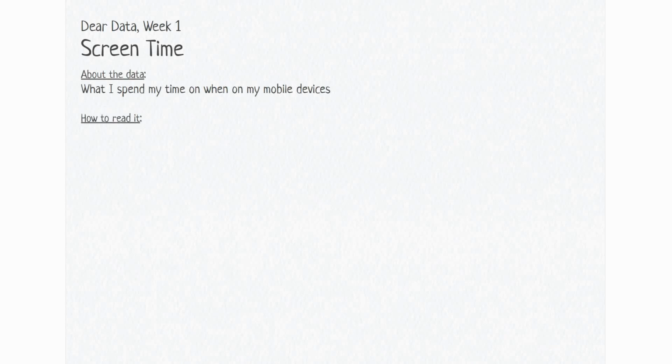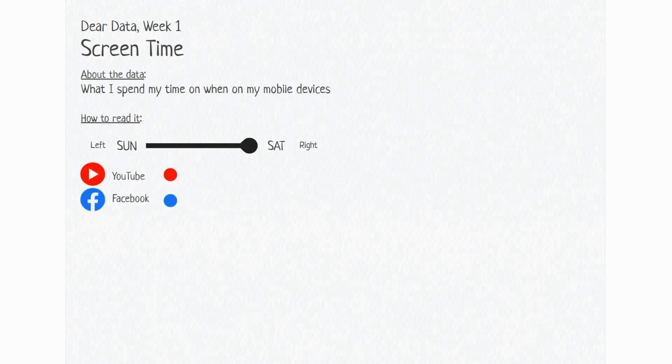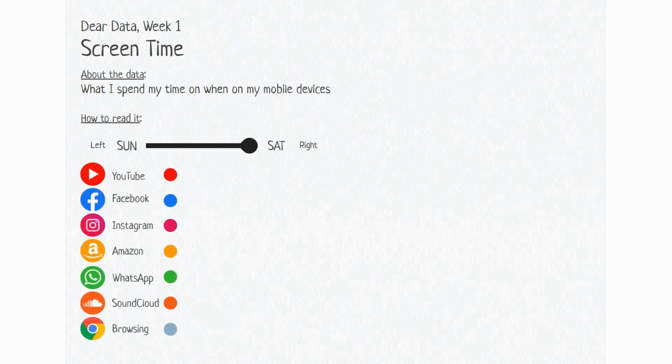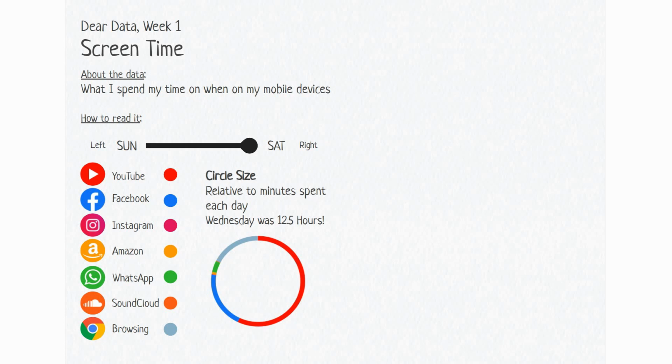On the flip side of the postcard, I have a brief summary of what the data is about and a legend that explains how to read it. Color coding the apps I've used, and also sizing of the circles to show the relative time I spent.